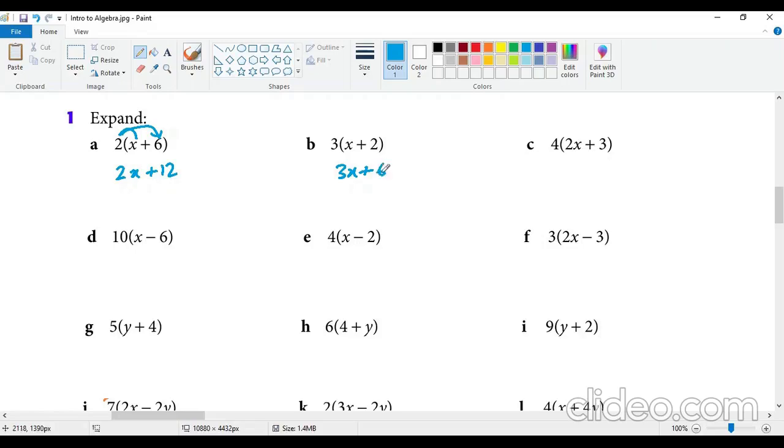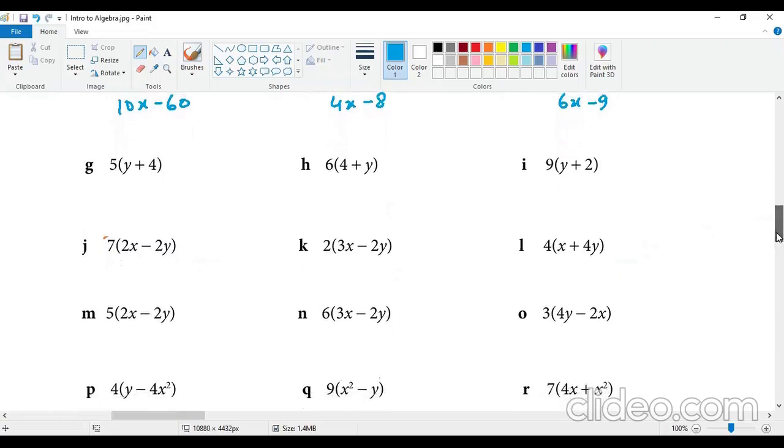This will give you 8x plus 4 3s are 12. This gives you 10x minus 60 as an answer. 4x minus 8. This gives you 6x minus 9 as an answer. Now this gives you 5y plus 20 as an answer, and you get full marks. 6 4s are 24 plus 6y, and 9y plus 18 as an answer.